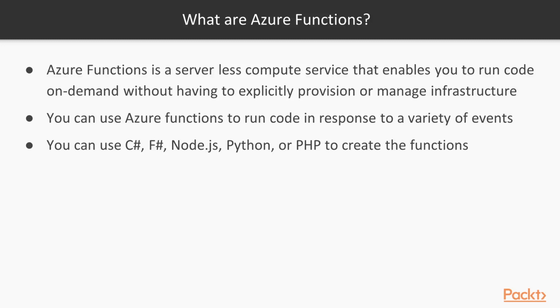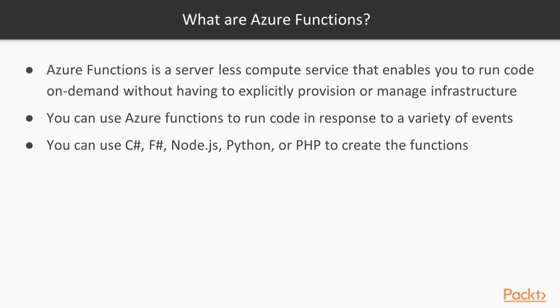Azure Functions is a serverless compute service that enables you to run code on demand without having to explicitly provision or manage infrastructure. So basically, you can have a scheduled task or a service that runs when you drop a file in a Dropbox or SkyDrive folder, or something that runs on a timer, or something you can call manually. You don't have to worry about having a server up in the cloud to handle this, and it scales very well.